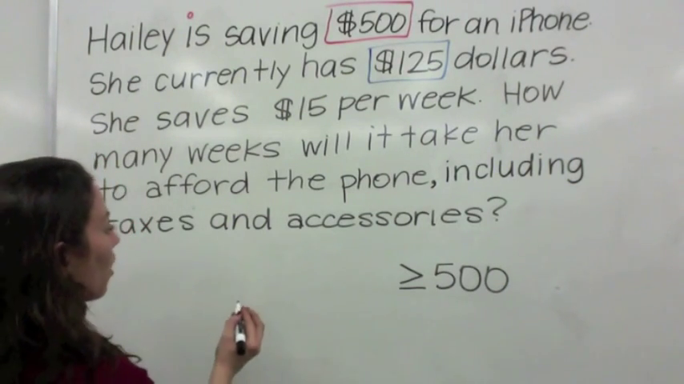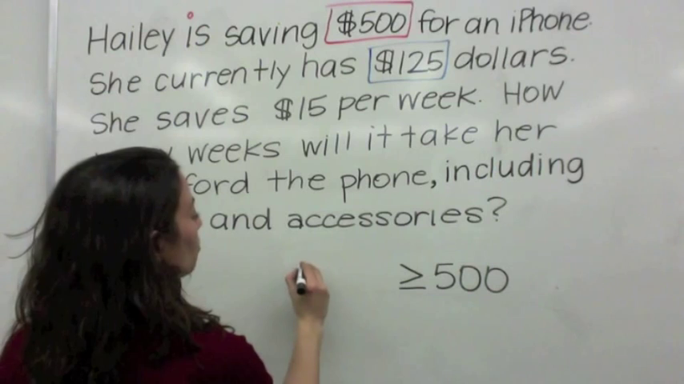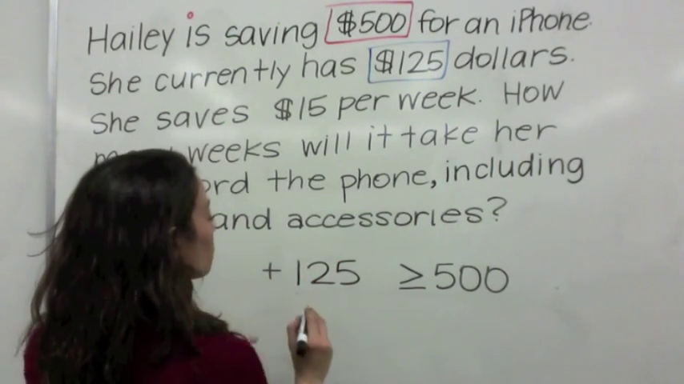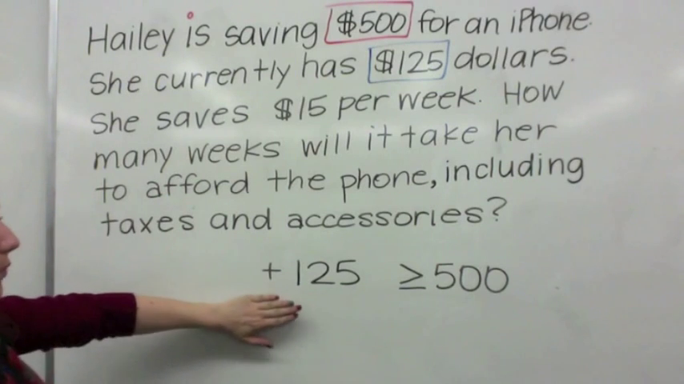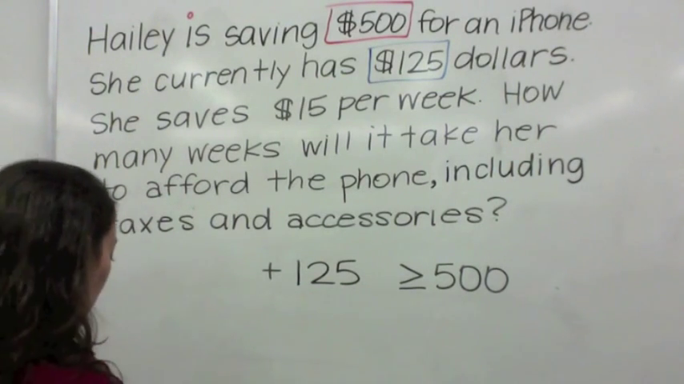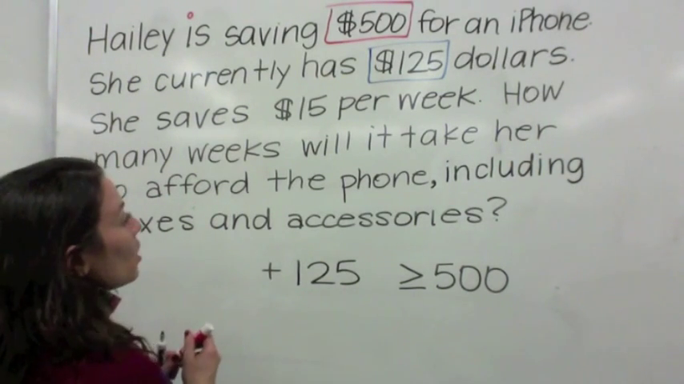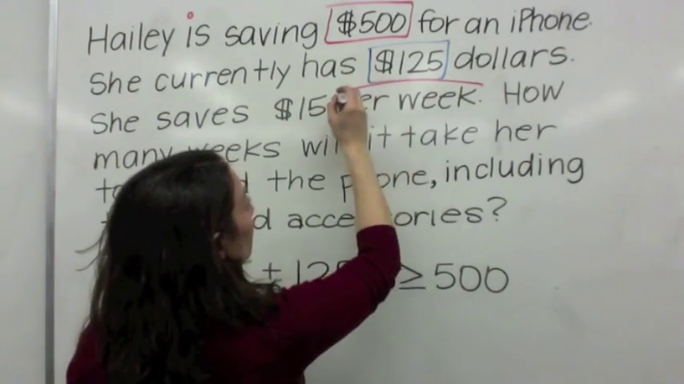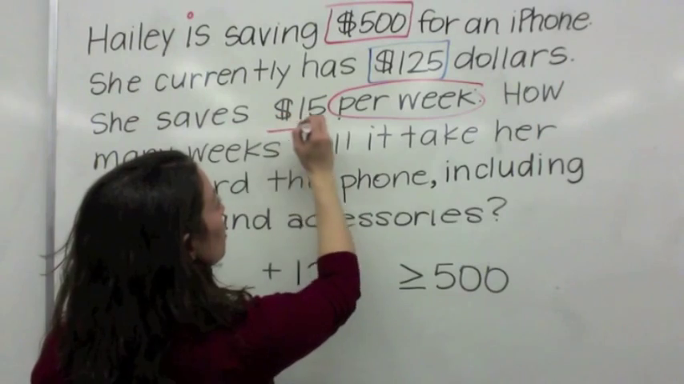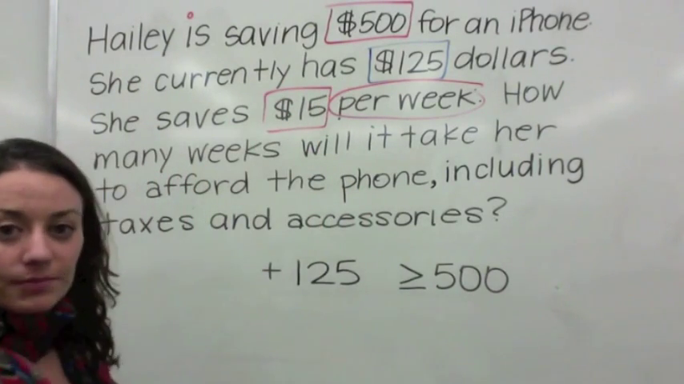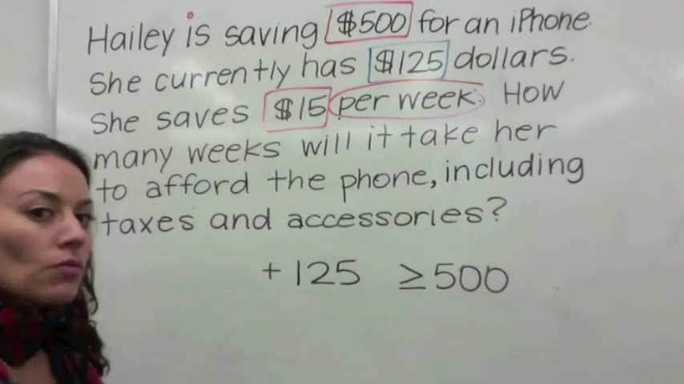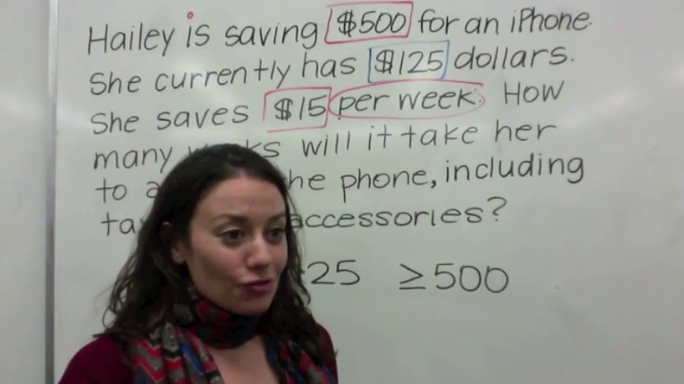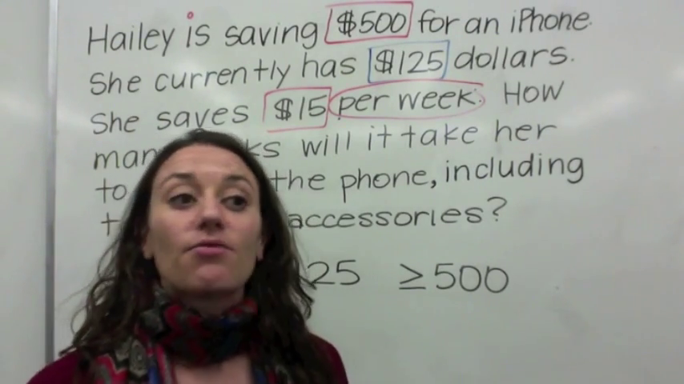Anyway, so right now, she has $125. So I'm going to go ahead and write this here. That's what we call the constant. That's what she has now. She is saving $15 per week. So if it's $15 per week, in 2 weeks, she'll save how much? 30. And in 3 weeks, she'll save 45.